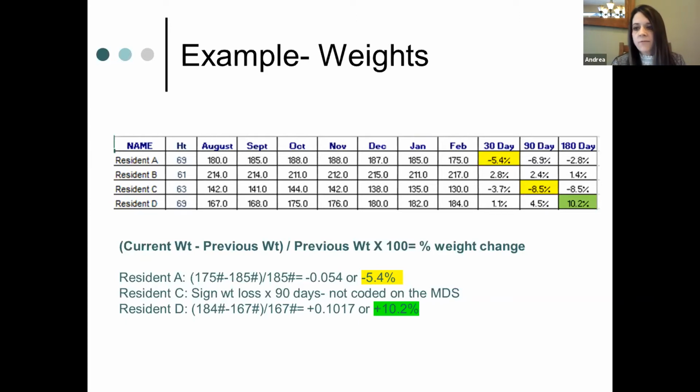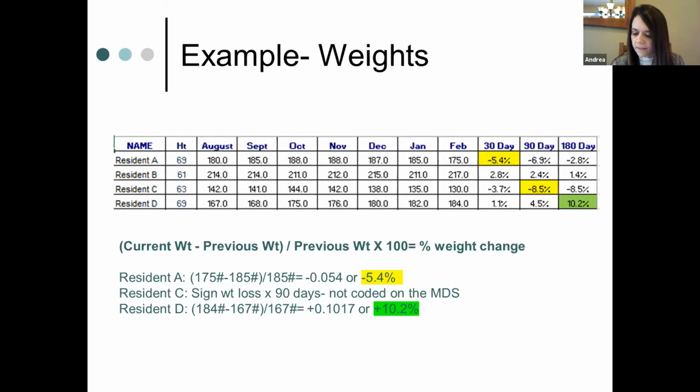So I have 4 residents here, and it's the month of February, and resident A's weight is 175, resident B's weight is 217, C 130, and resident D 184. So for resident A, when we compare the February weight to the January weight, I would use the current weight minus the previous weight of January, divided by the previous weight, times 100 to get that percent. And resident A shows a significant weight loss of 5.4% in 1 month.